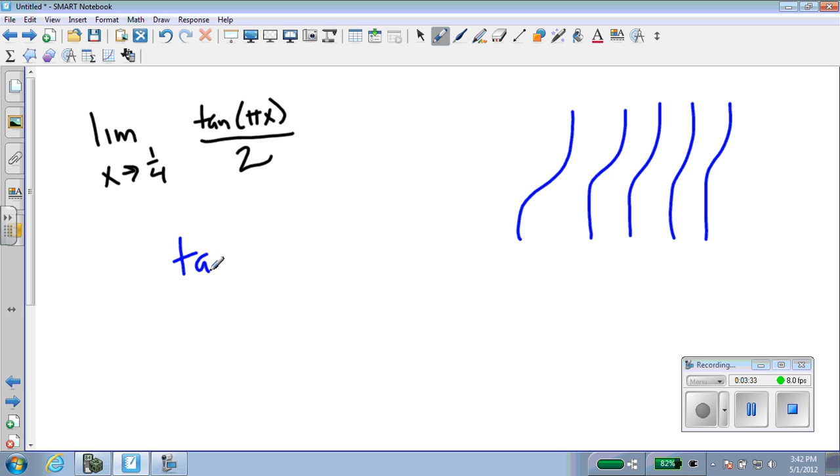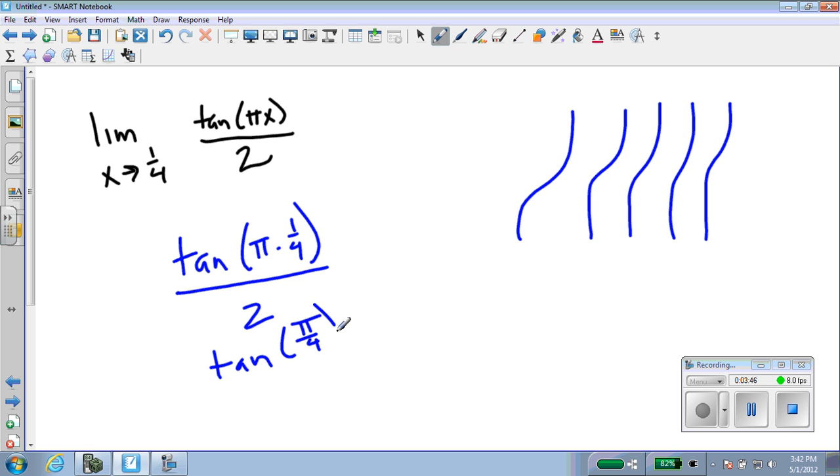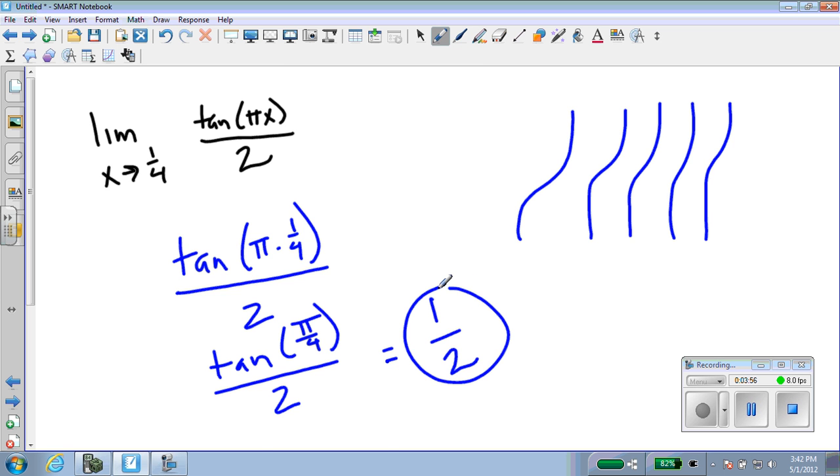So tangent at pi times 1/4 over 2, which would be the tangent at pi over 4 over 2. Here's where our memorized trig comes in. The tangent at pi over 4 is 1 over 2, so the limit is 1/2.